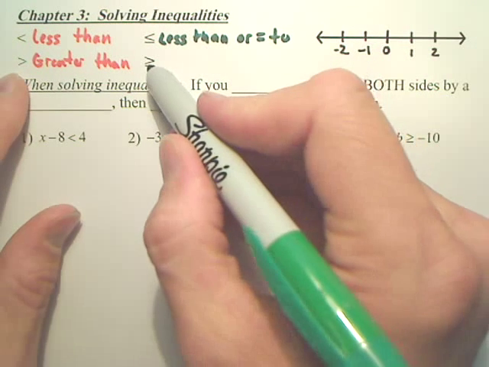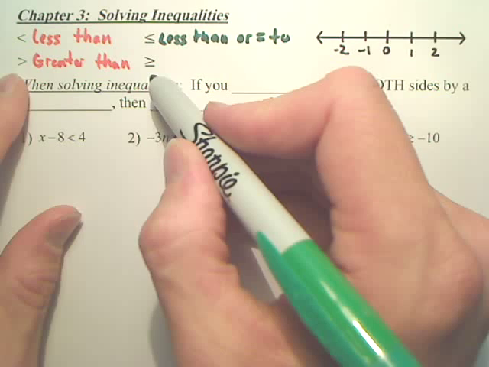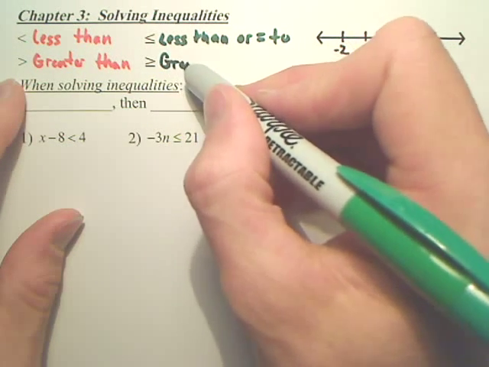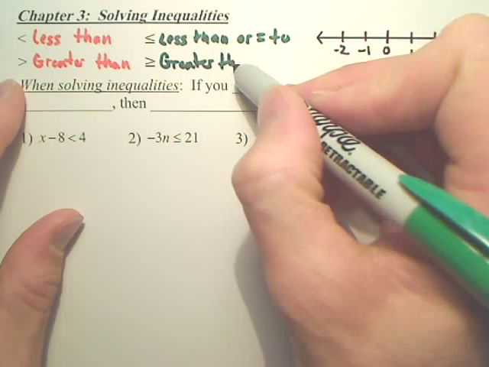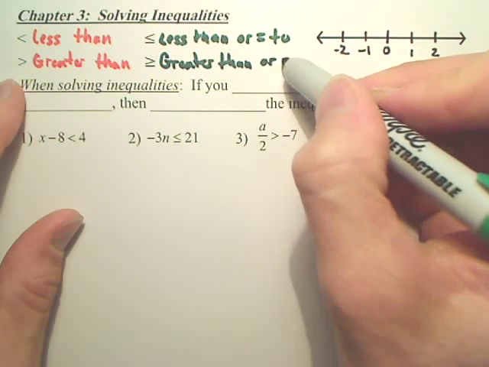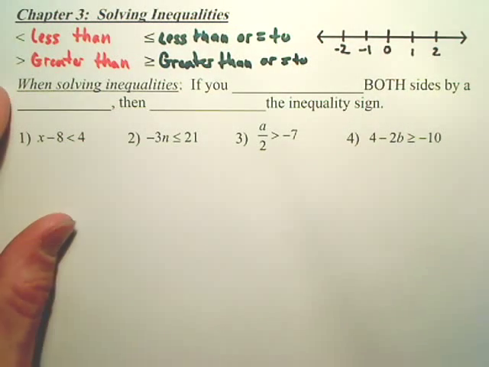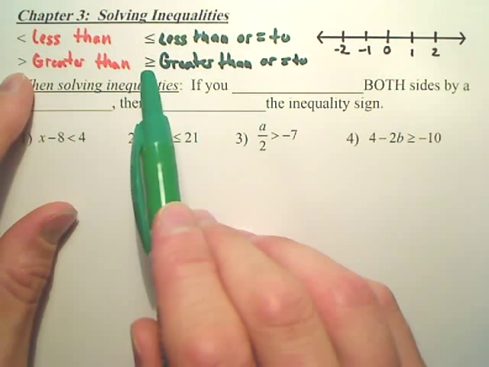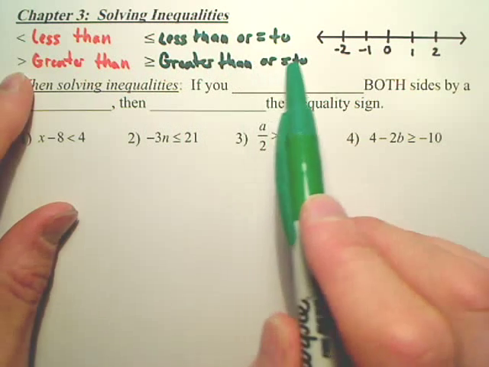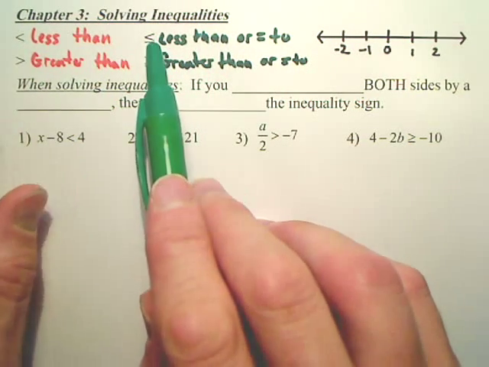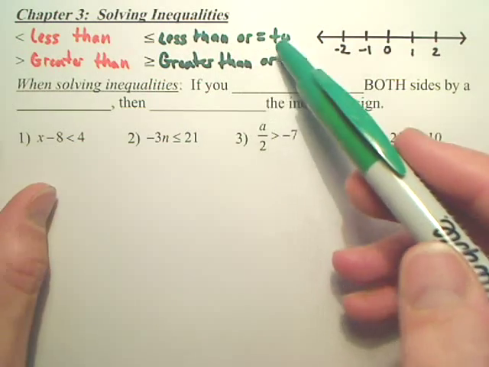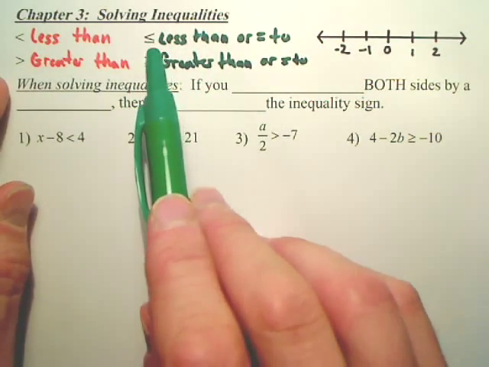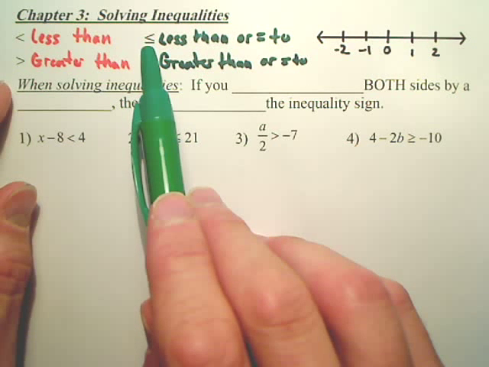Now, aren't these two symbols the same besides the line underneath? This one is a greater than or equal to. So, this is just saying a little bit more. It's greater than and it's equal to. This one here is saying it's less than and or it's equal to. So it's just a little bit more with this line underneath. It's kind of like an equal sign and a less than sign squished together.